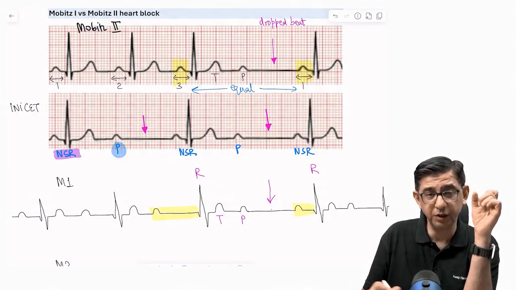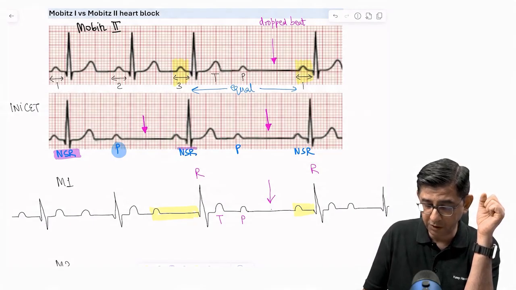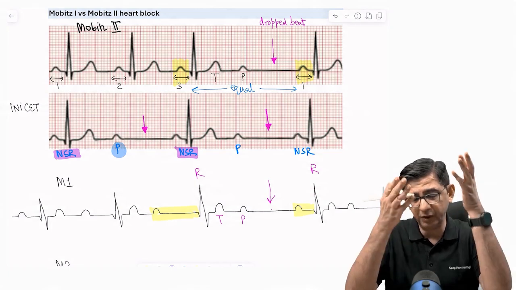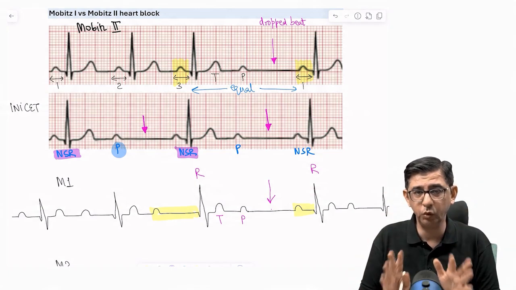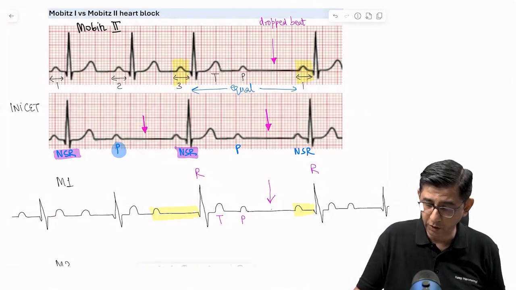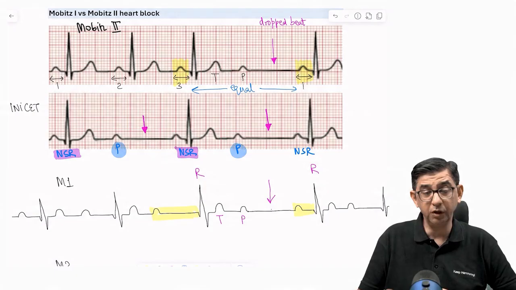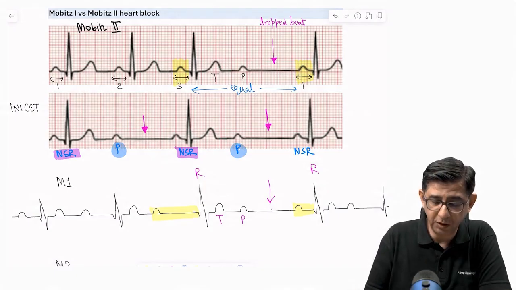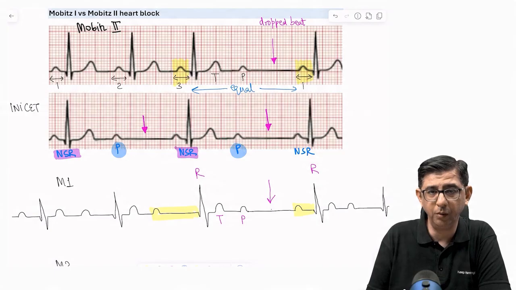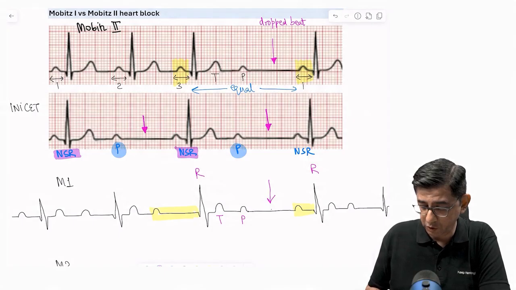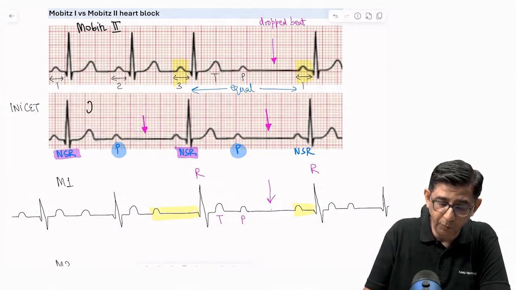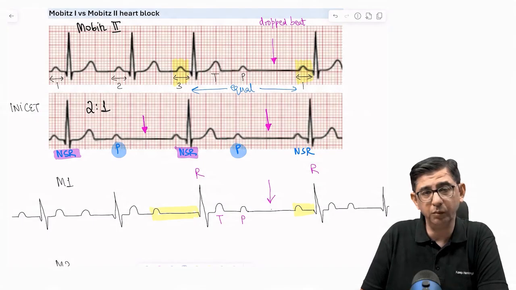Look at the English version that I'm saying. I am saying normal sinus rhythm means P wave is followed by a QRS complex. So conducted P wave means the current went down and there's a QRS complex. Then I said there is a non-conducted P wave present. So if they give you a pattern where normal sinus rhythm is followed by a P wave followed by a drop, I mean conducted, non-conducted P waves alternatively happening, then this is a variant of Mobitz 2 heart block. It is called 2:1 block.